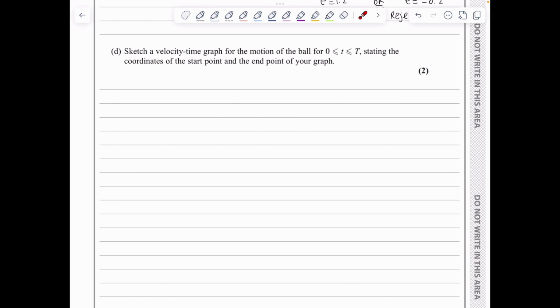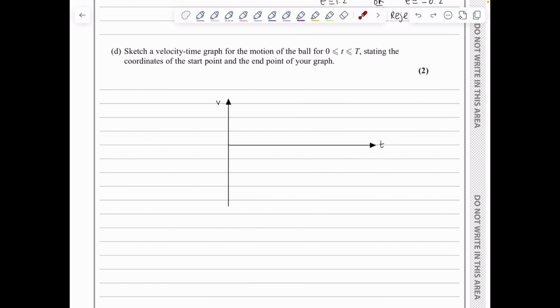In part D, we're asked to sketch a velocity time graph for the motion of the ball between 0 and capital T, stating the coordinates of the start point and the end point of the graph. So we've got velocity against time. We know that we are experiencing a constant acceleration of -5 throughout the journey, and the acceleration is the gradient of the velocity time graph.